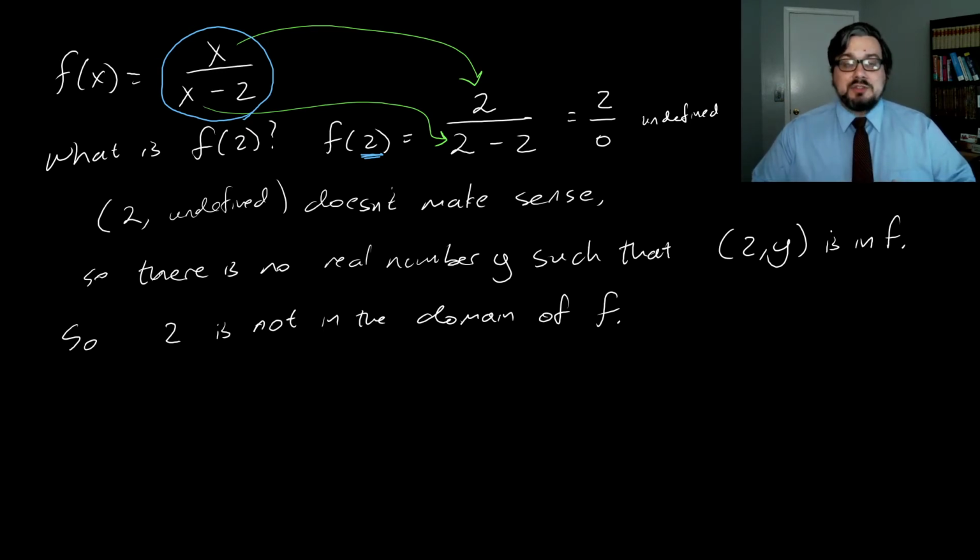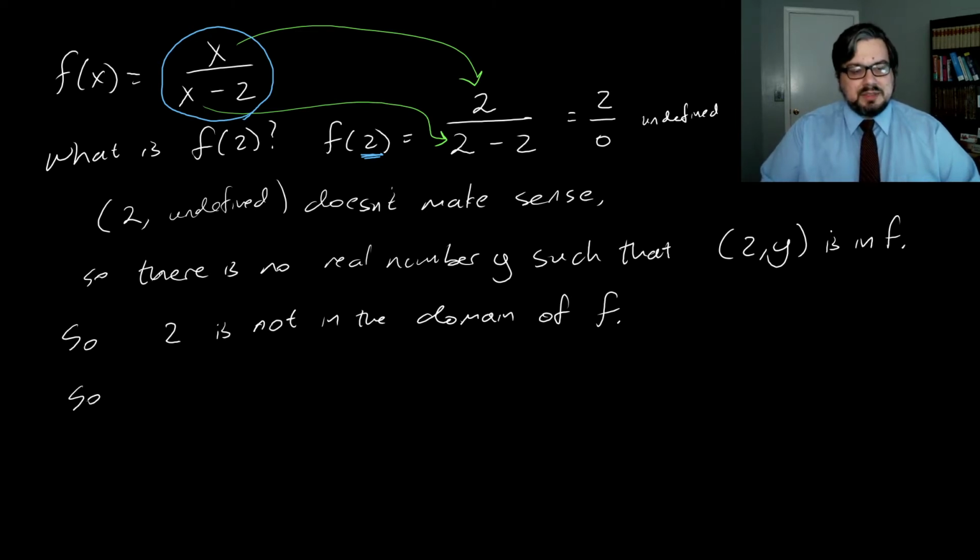If x is bigger than 2, then the denominator will be positive, which is fine. We can divide by any positive number. If x is less than 2, the denominator will be negative, but that's fine. We can divide by any negative number. The only number we're not allowed to divide by is 0. So 2 is not in the domain of f.